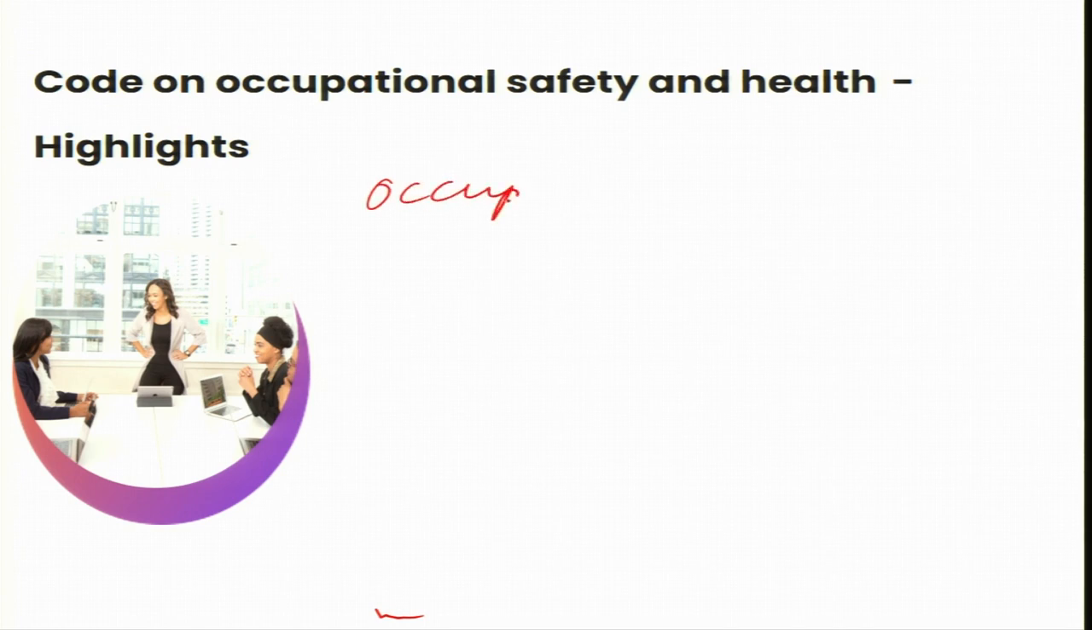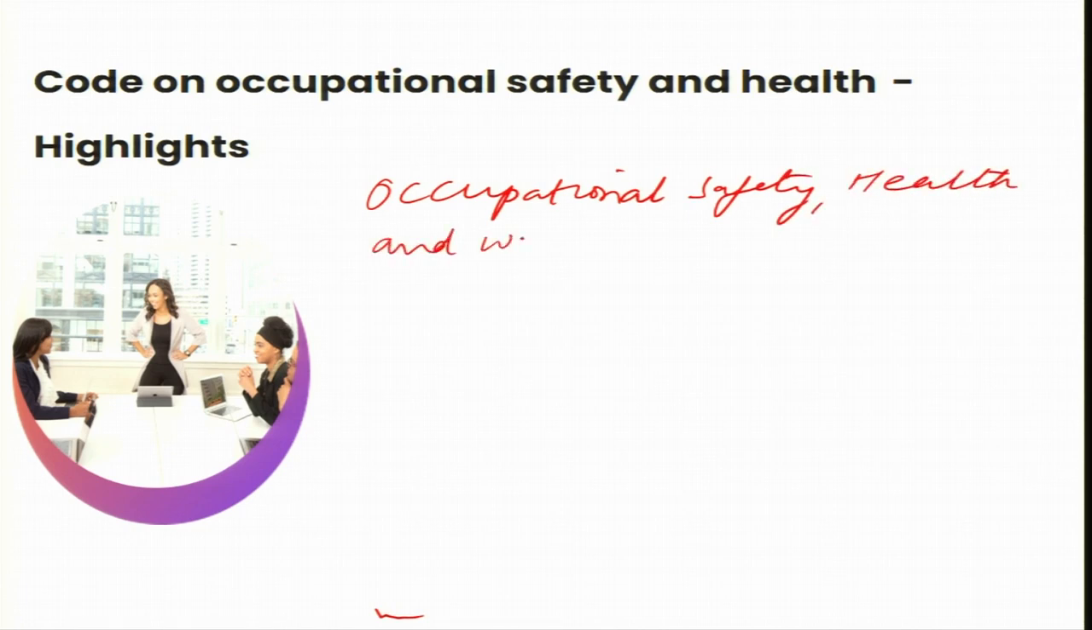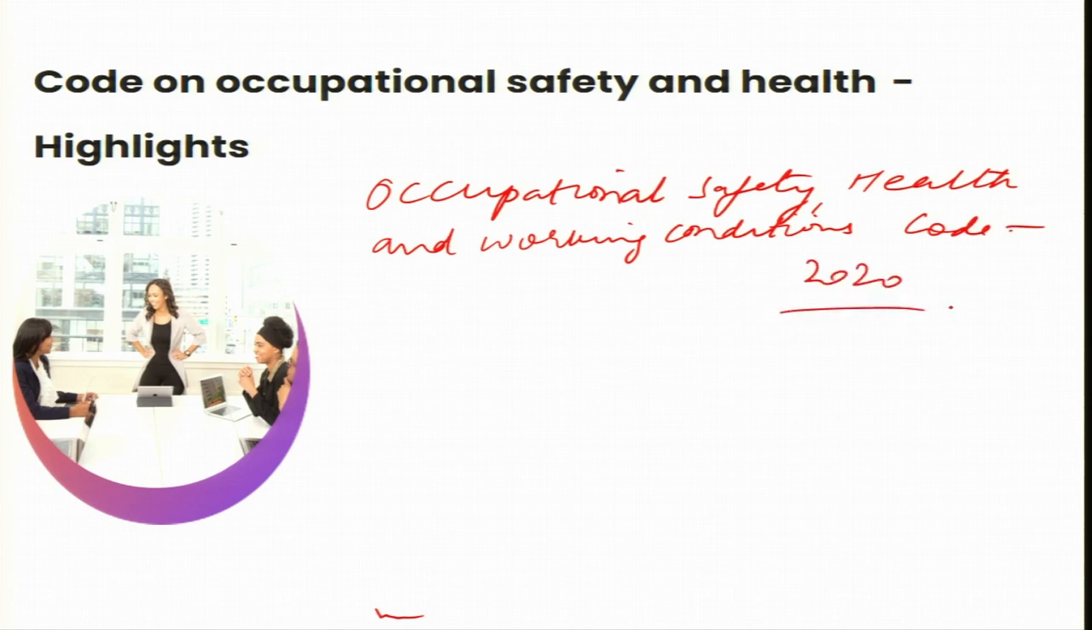So it's actually the Occupational Safety, Health and Working Conditions Code 2020. Let me present you with some of the highlights associated with this code. When we talk about the OSH code, various provisions in it will actually ease the lives of interstate migrant workers, because there are so many provisions associated with interstate migrant workers in this connection.